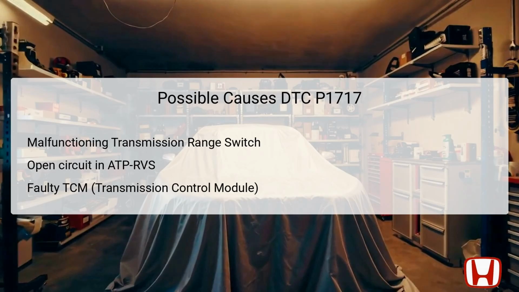Additionally, a faulty transmission control module could also be the reason behind this error code, as it is responsible for interpreting the signals from the range switch. Each of these components and their respective connections must be thoroughly inspected to identify the source of the DTC. Accurate diagnosis will ensure the correct component is addressed for repair or replacement, ultimately restoring normal transmission function.